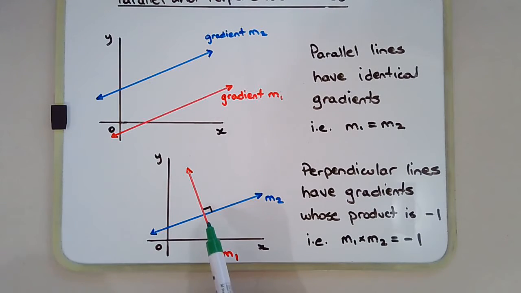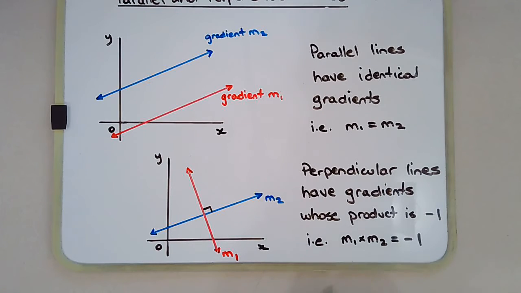What about perpendicular lines? They're lines that intersect at 90 degrees. And they have a very interesting property: if you multiply the two gradients together, so M1 multiplied by M2, you get -1. Which is actually very useful. It's a very useful way of determining if two lines are in fact perpendicular to each other, or if you have one of the lines and you want to find the gradient of a line that is perpendicular to that. So the formula would be M1 multiplied by M2 equals -1.